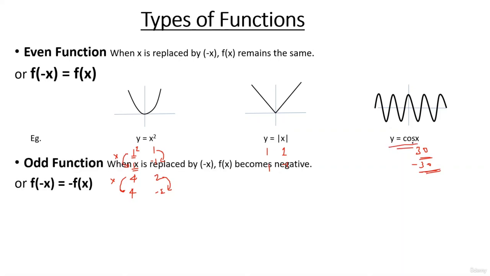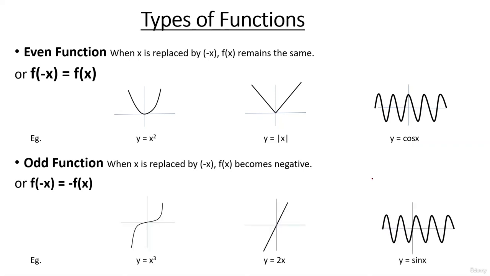Going on further, guys, the second kind is odd functions. Odd functions, whenever x is replaced by minus x, f(x) becomes negative, or f of minus x is minus f of x. Again, I'll demonstrate this with examples. y is equal to x cube, y is equal to 2x, and y is equal to sin x. These are odd functions.